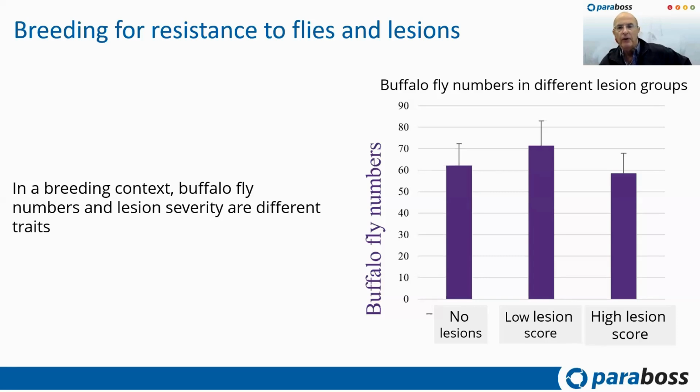And just to illustrate that, I've got a graph here from some of our work. This first bar are cattle within the same herd with no lesions. This is a group with low lesion scores, and this is a group with high lesion scores. And you can see that there's no significant difference between these three groups in the number of flies that they had. And in fact, the ones with high lesion scores actually had not significantly different, but lower numbers of flies than the more lesion resistant groups. So just remember, think of them differently.